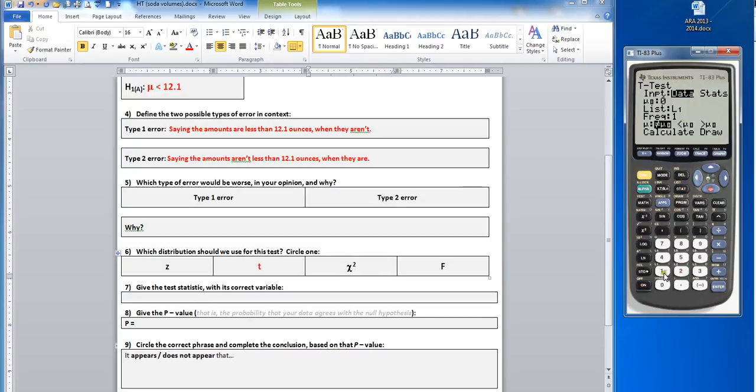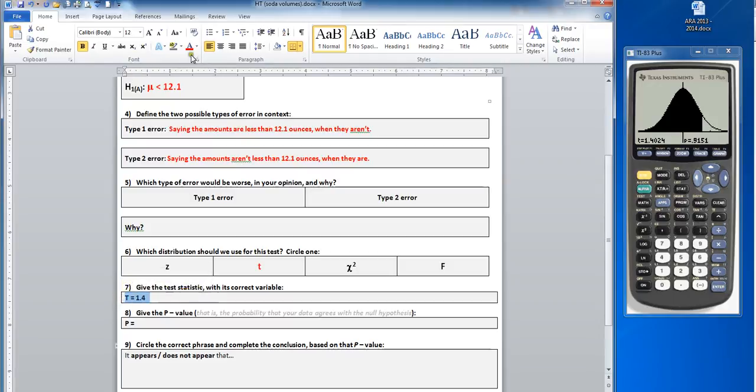We have data. We're testing against 12.1. The list is in L1, the frequencies are in L2, and we are seeing if we've got a less than. Let's draw that and take a look at it. Wow, this is very telling. The test statistic is about 1.4. Notice it's positive. Since it's positive 1.4, that means we were looking for a negative one, less than 12.1, and it came up positive 1.4. That means the average was actually greater.